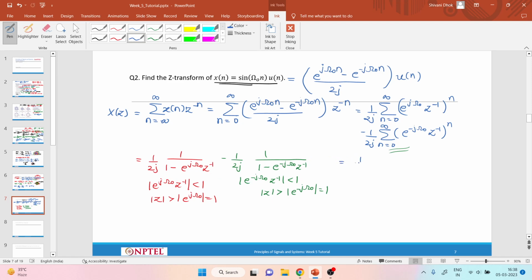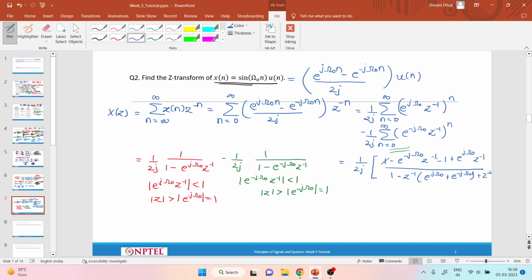So for that, I'll just take out this 2j common, and this I can write as 1 minus e power minus j omega naught into z inverse plus, we have a minus sign here, so it will be minus 1 plus e power j omega naught z inverse, upon, these two will get multiplied with each other, so it is simply 1 minus z inverse into e power j omega naught plus e power minus j omega naught plus z power minus 2.